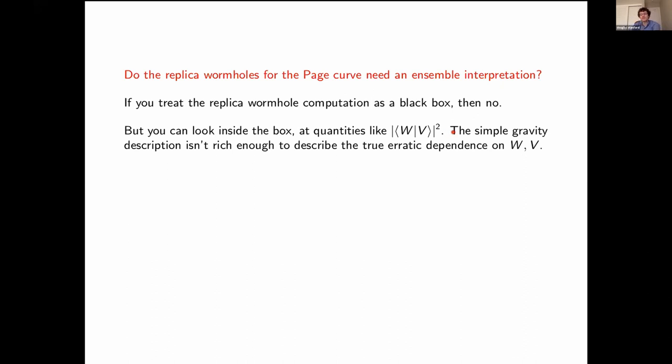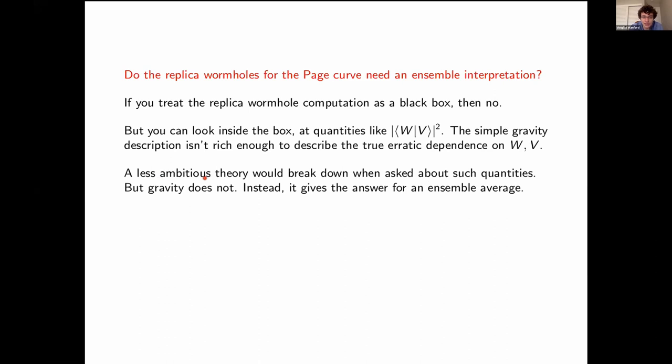And it seems kind of obvious that the simple gravity description that we're using here is not rich enough to describe the true form of this inner product squared, which would depend on W and V in some complicated erratic way, depends on the quantum noise. A less ambitious theory than gravity would just break down if you ask it about this type of quantity. But gravity doesn't break down. Instead, it gives the answer for an ensemble average. It sees no problem with computing this kind of quantity, and it gives a particular answer, which is the answer that you get in an ensemble average.